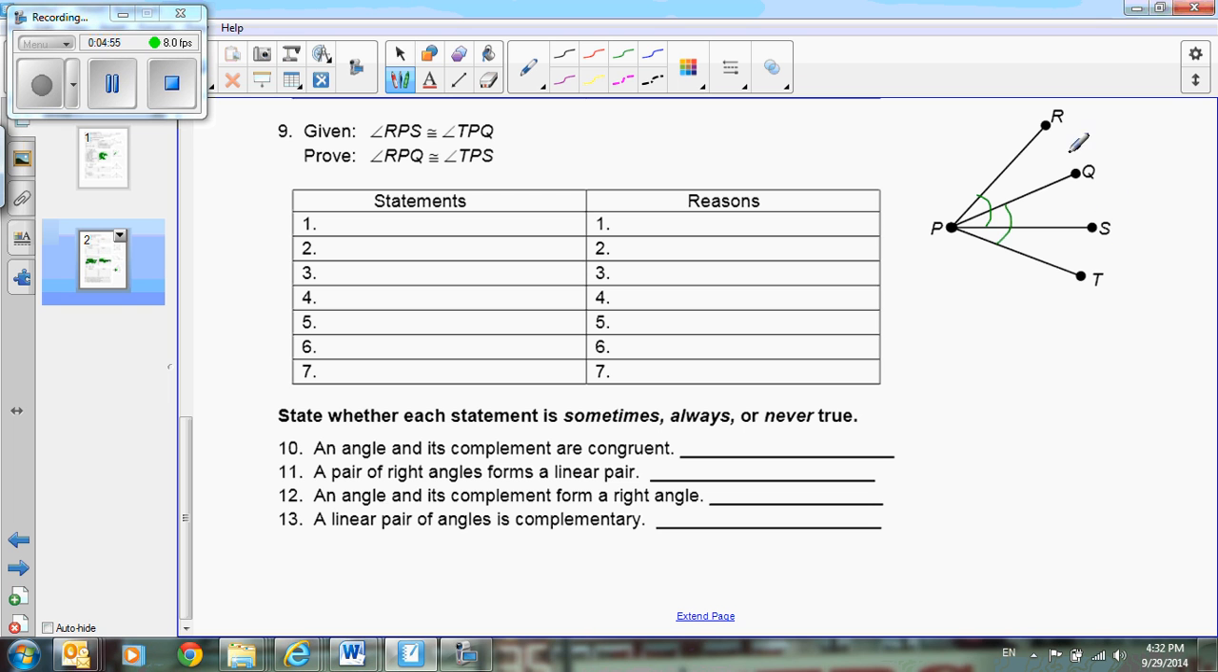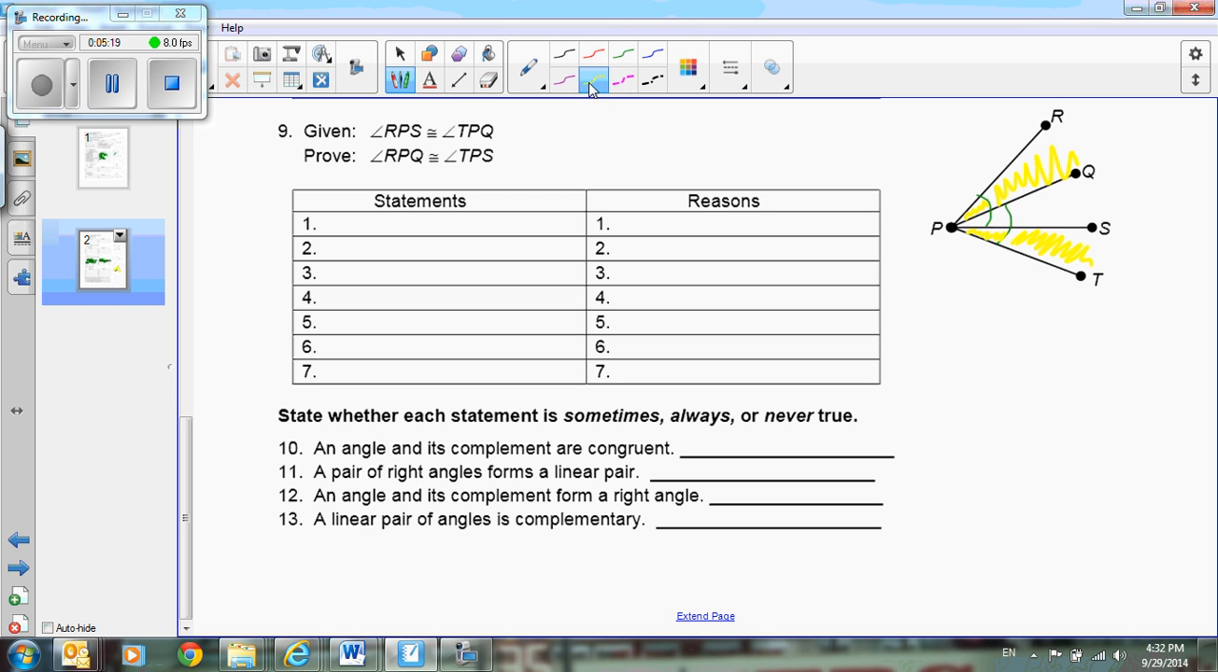All right, so you'll notice as you look at this diagram that the two angles that we're given are congruent have this overlapping part. What we're going to prove congruent, I'm just going to shade in the two angles that we're proving congruent. We're going to prove that angle RPQ and angle TPS are congruent to each other. Okay, so that's where we're headed with this.